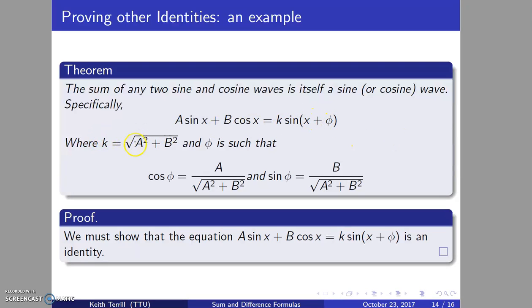Specifically, k is the square root of the sum of the squares. It's the square root of a squared plus b squared. And phi is such that cosine of phi is this guy, sine of phi is this guy. I said theta there, sorry. But these are my conditions. And the way we would go about proving this is quite simply showing that this equation that we had in our theorem, that equation is always true, that equation is an identity. And we have a pretty good idea on how to do that, at least I hope.